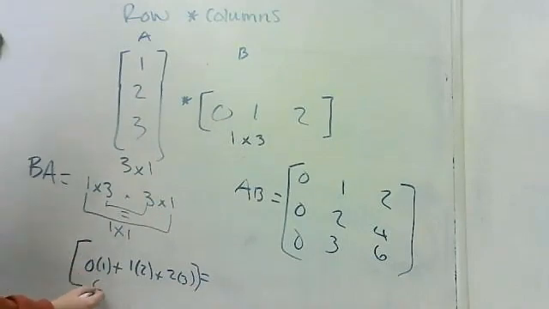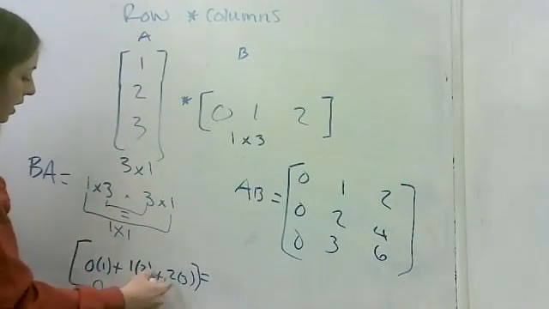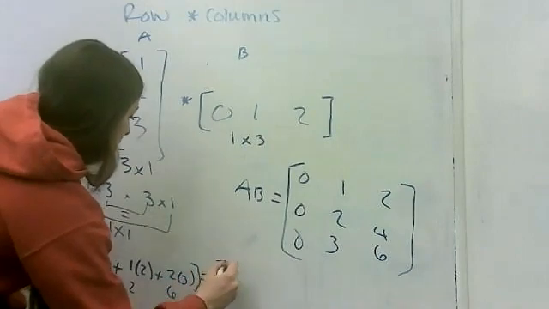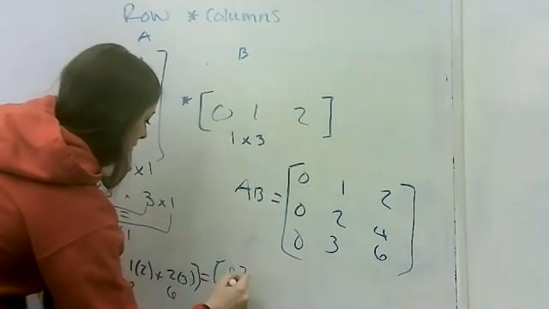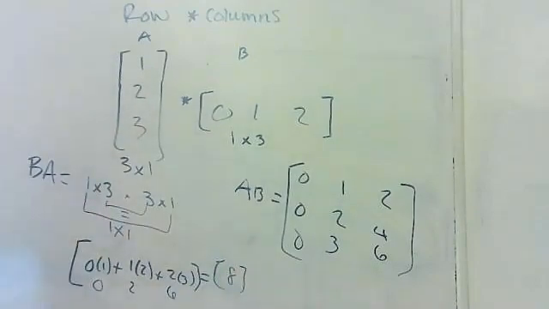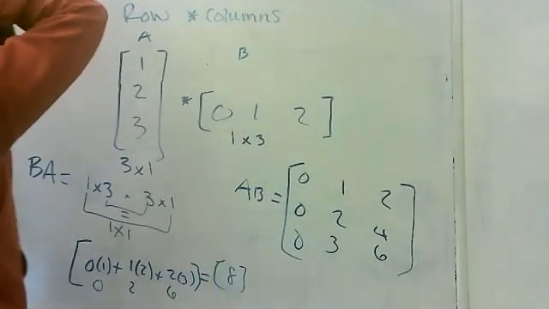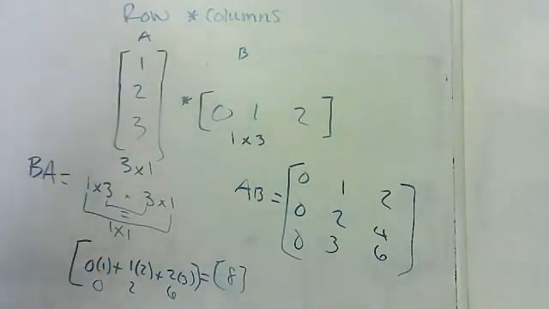So 0 times 1 is 0, 1 times 2 is 2, 2 times 3 is 6. Add those up. 8 would be your entire matrix there. Okay, really weird stuff here. A little bit different than stuff that you're used to working with.